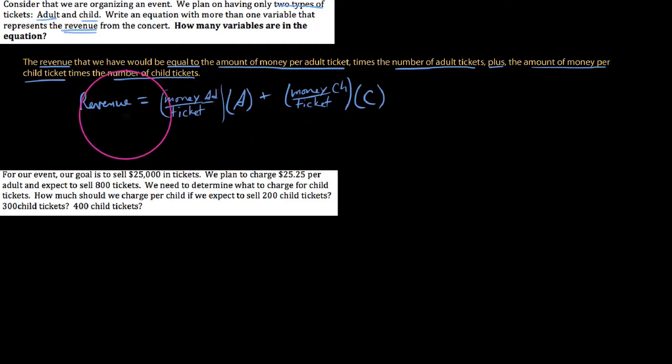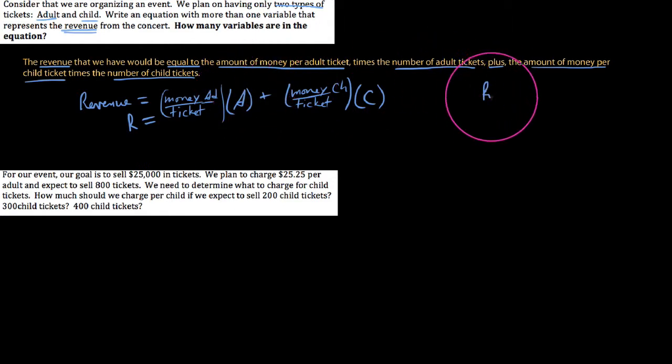So from this, we can shorten it even further, and we can say the revenue, let's use a letter for this, we'll just call it R, is equal to the money for an adult ticket times the number of adult tickets, plus the money for a child ticket times the number of child tickets. So we could say this is our algebraic model. R equals all of this.